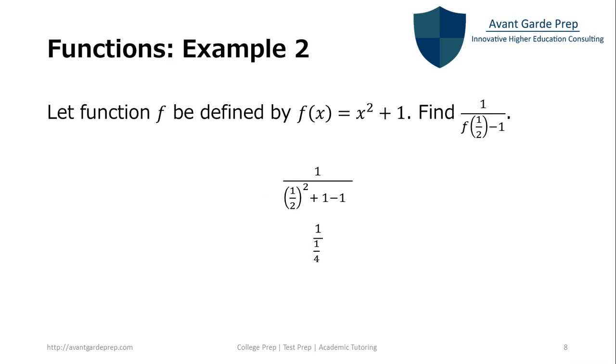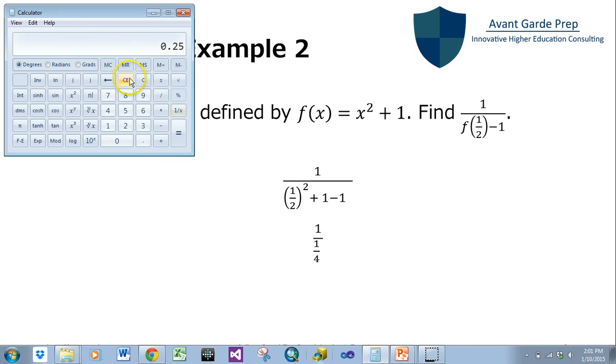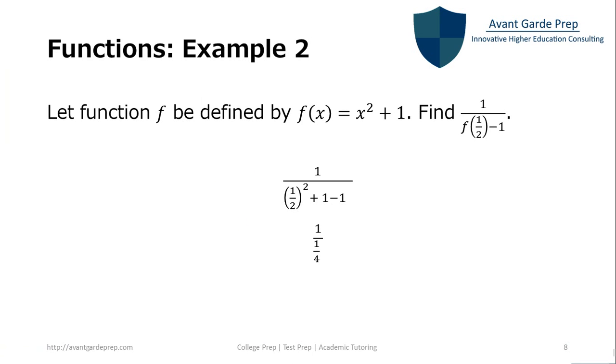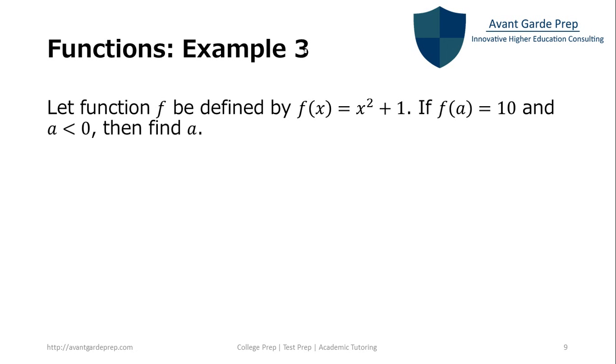So since we have 1 divided by 1/4, let's use our calculator again. So we have 1 divided by 0.25, and that's going to equal 4. And so this problem simplifies to 4. Now let's take a look at example problem 3.